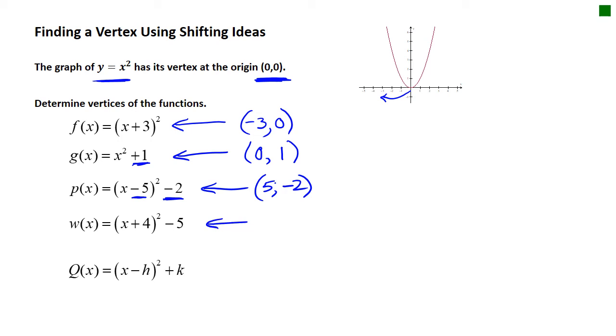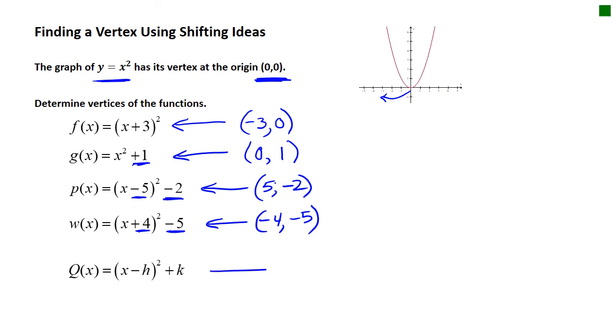And then in my last example here with specific numbers, we have a +4 inside the square, so that means +4 means go the other direction, so -4 from 0, and then the -5 on the outside, shift down 5, so from 0, shifting down 5 would be -5. So we can very easily, with the shifting ideas, actually shift that original vertex, which was at the origin.